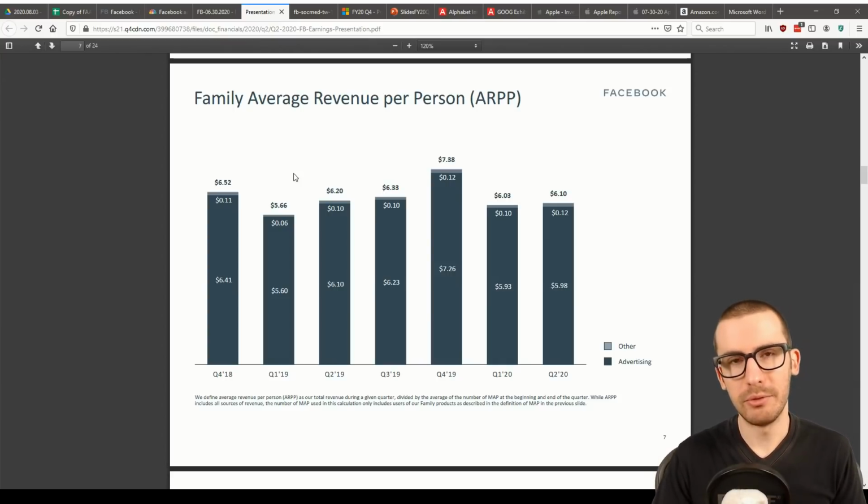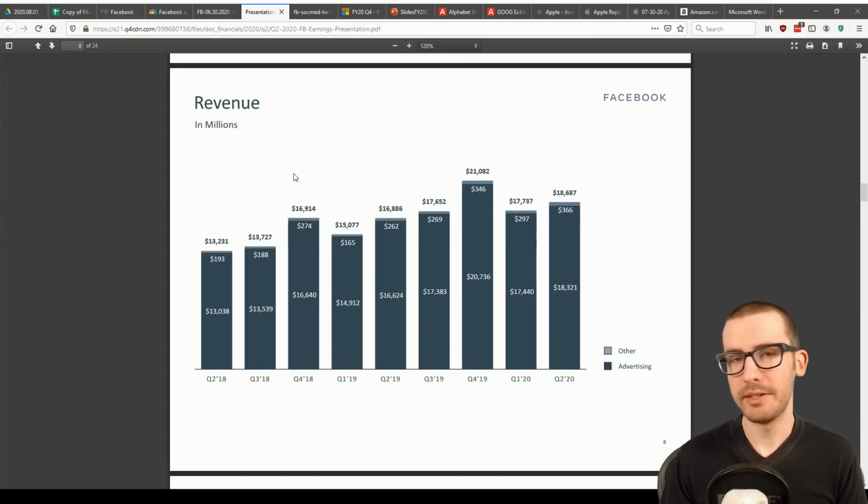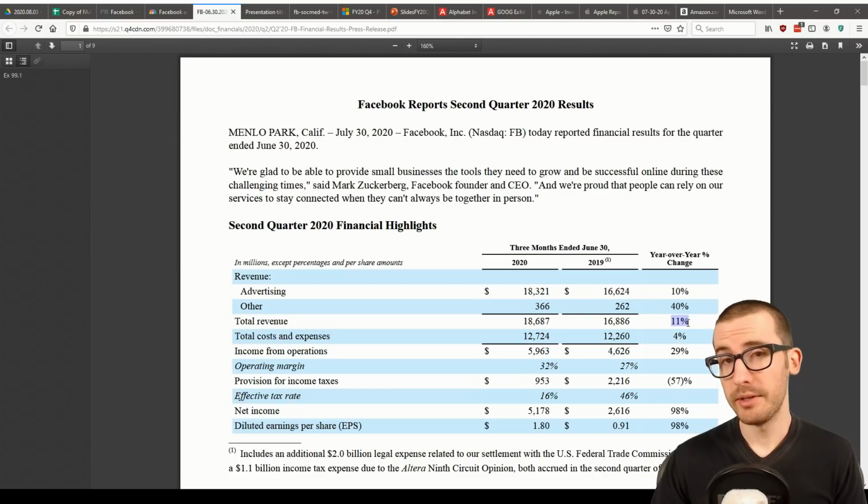It's just the average revenue per person times the number of people that are using the site. Generally, as Facebook's been able to increase both the number of active users and the average revenue per user, they've been able to see strong revenue growth over the years. This is quite impressive in this most recent second quarter of 2020, as during the recession, they were actually able to increase revenues by 11%.